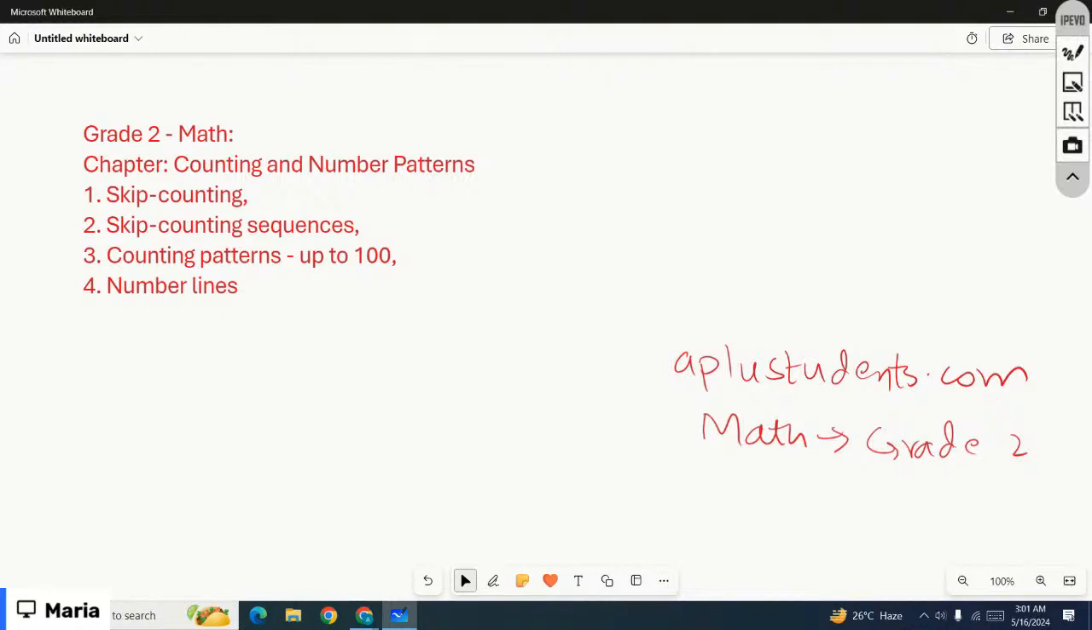The lessons we're going to cover today are skip counting sequences, counting patterns up to 100, and number lines. So please make sure you have your notebook and pencil so that you can note down the important examples and definitions as well.